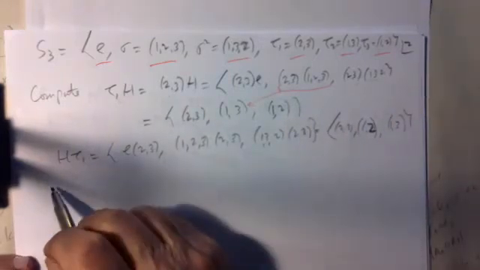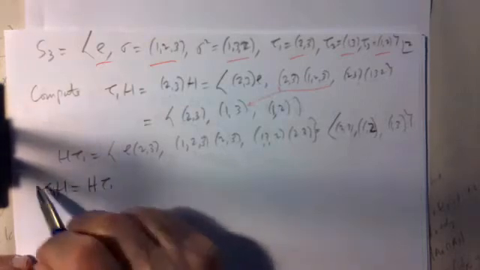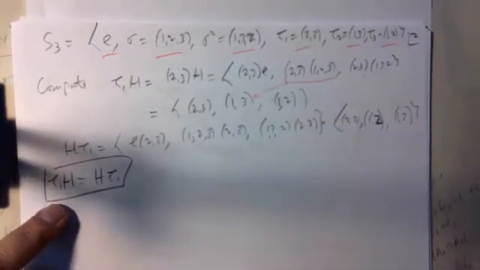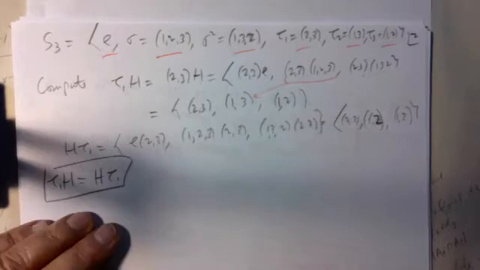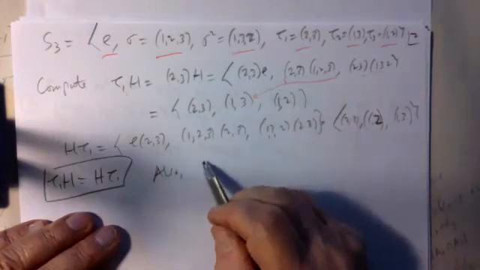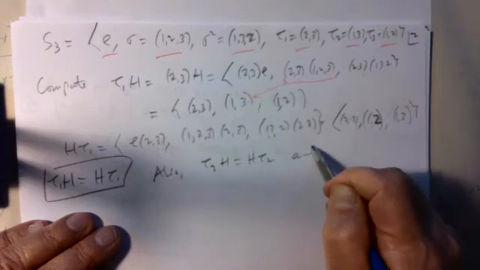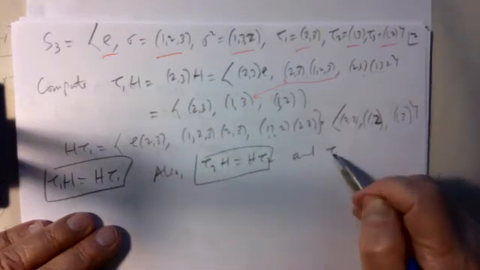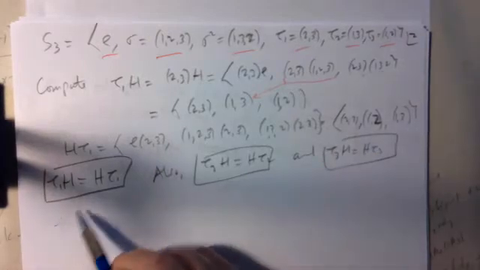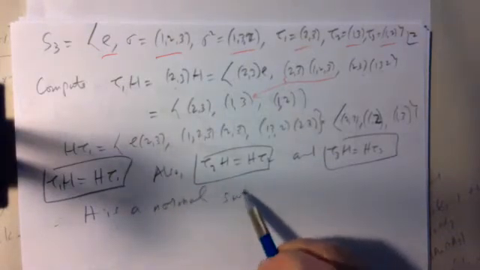So tau 1h equals h tau 1. So for this transposition, the condition on being a normal subgroup is satisfied. And you can check either by a calculation or by a different argument that tau 2h is h tau 2, and tau 3h is h tau 3. So therefore, H is a normal subgroup.